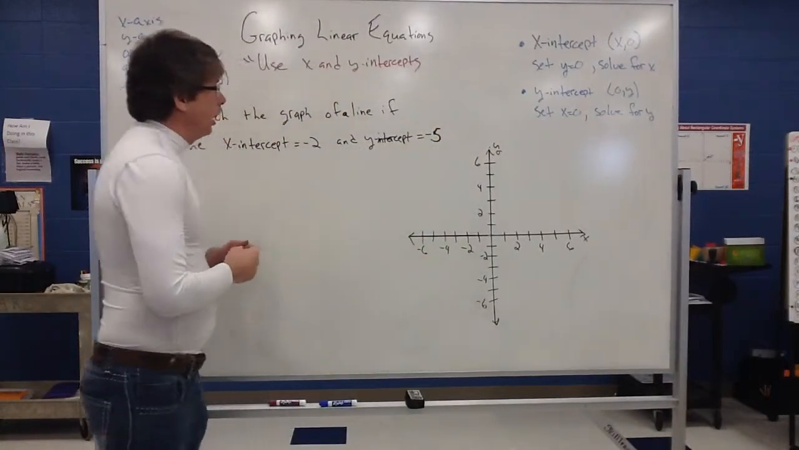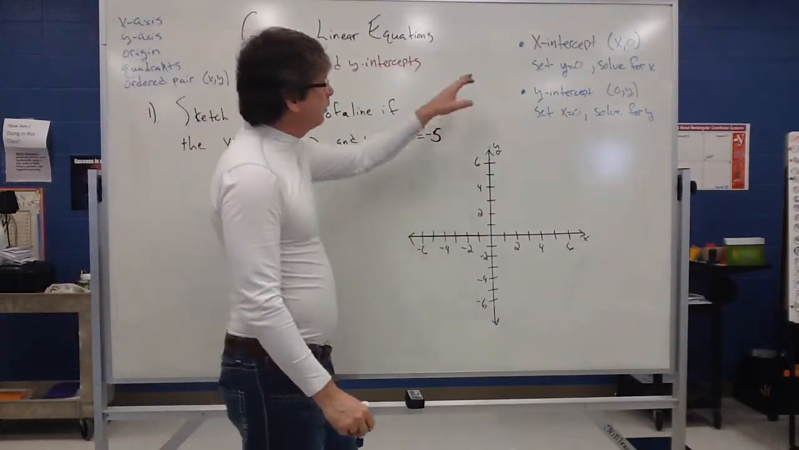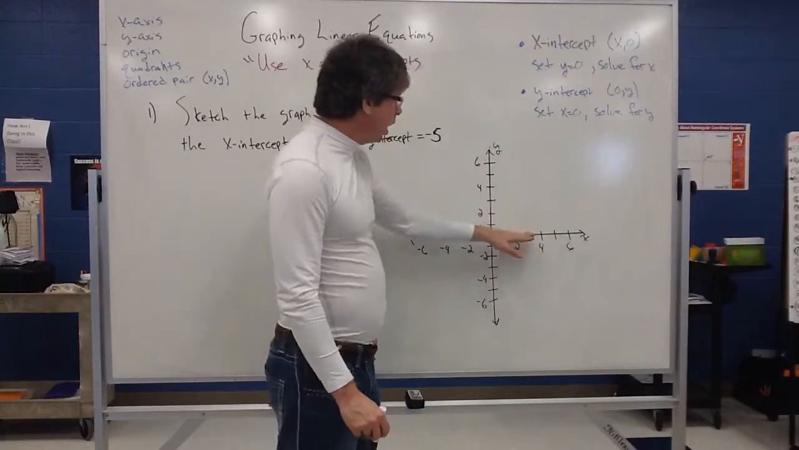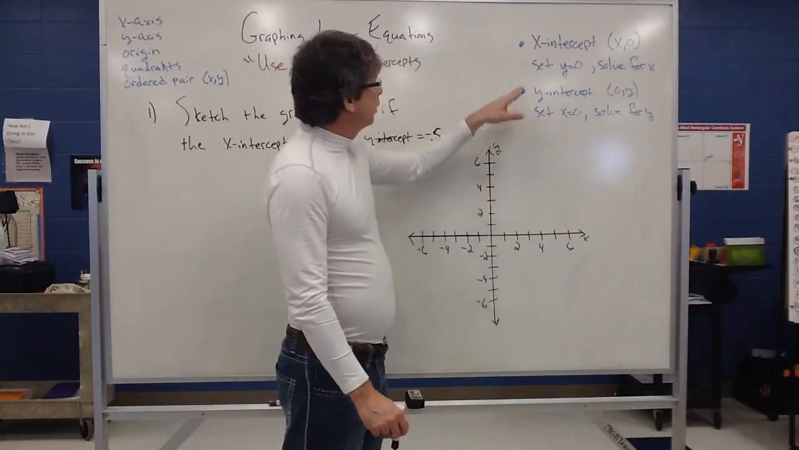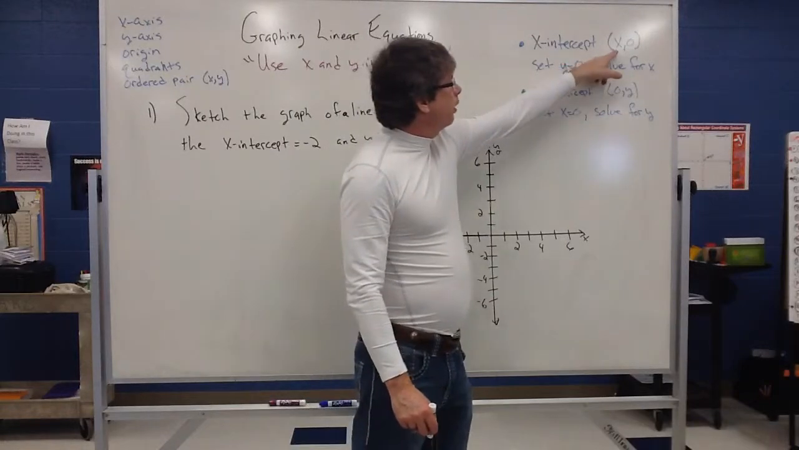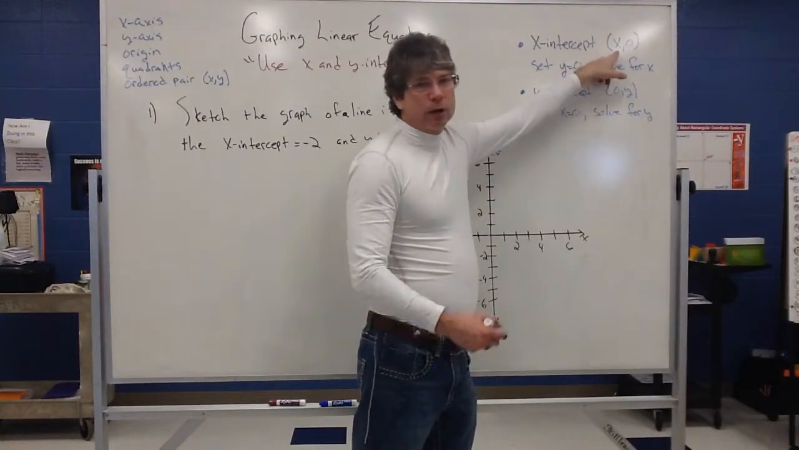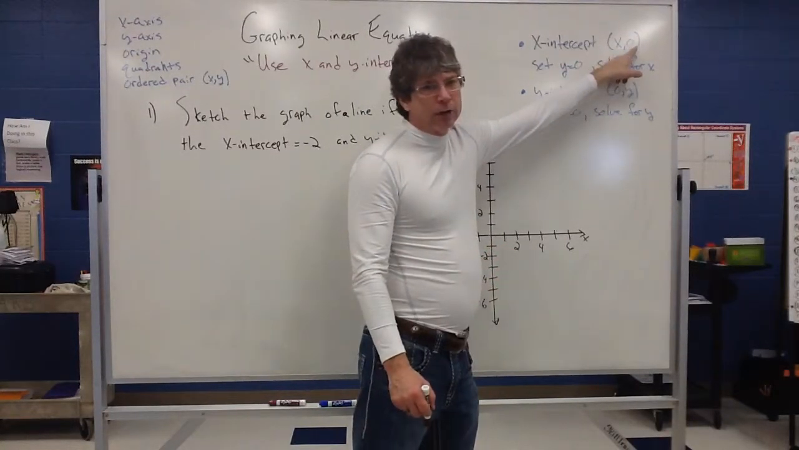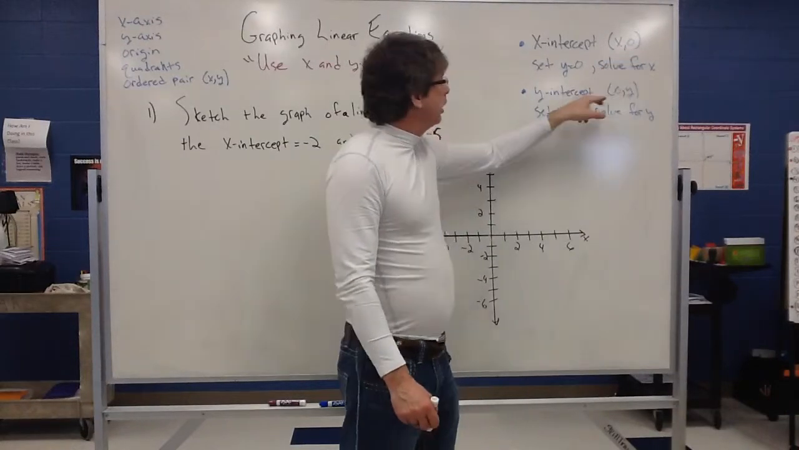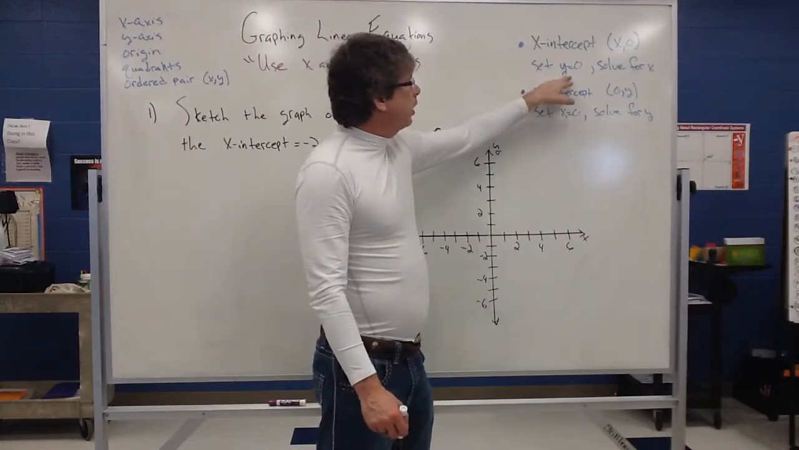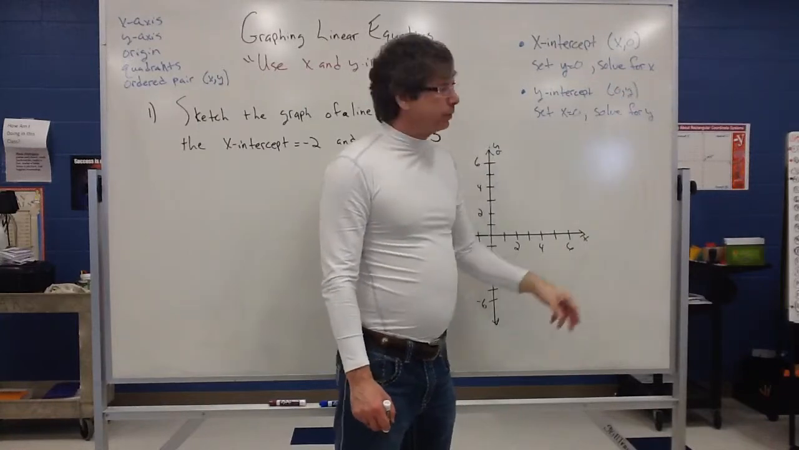I'll point out an x-intercept is a point that's somewhere on the x-axis. So it has the ordered pair (x, 0), where x can be whatever it wants to be, but the y is locked in. y has to be 0. So if I'm trying to find the x-intercept, we set y equal to 0 and we solve for x.